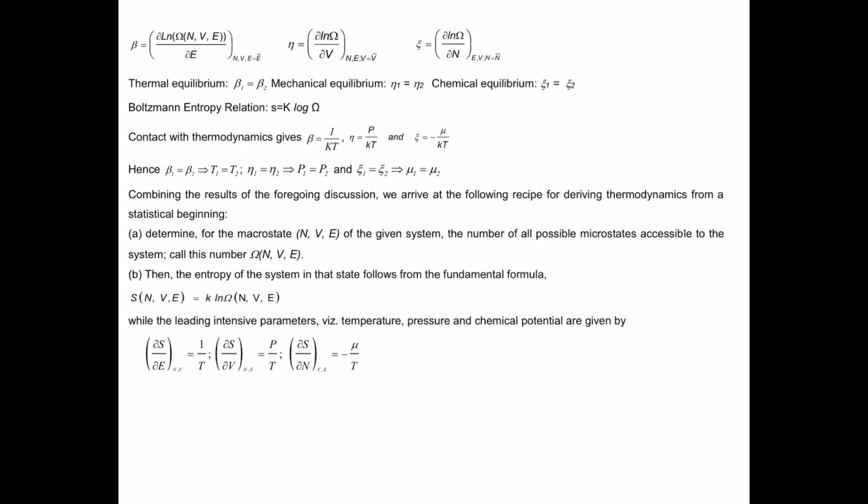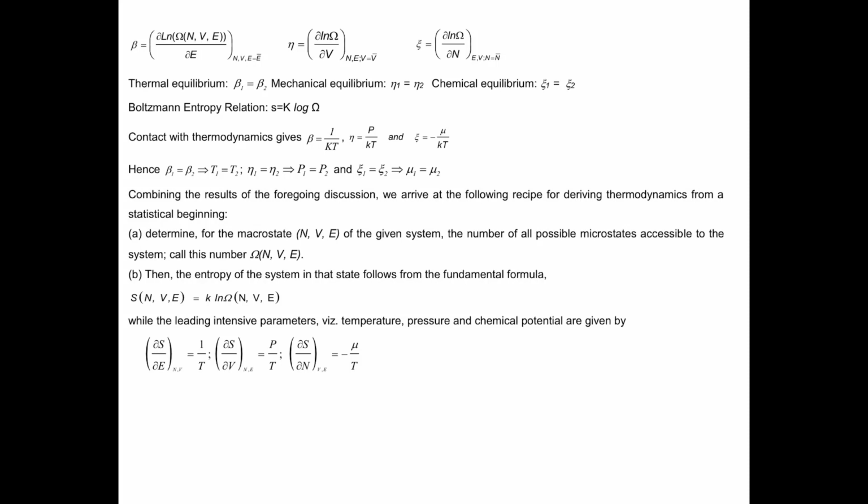We have defined beta as ∂/∂E of log omega at constant N, V and E equal to E bar, and eta as ∂ log omega by ∂V at constant N, E and V equal to V bar, and zeta, that is ∂/∂N of log omega at constant E, V and at N equal to N bar.